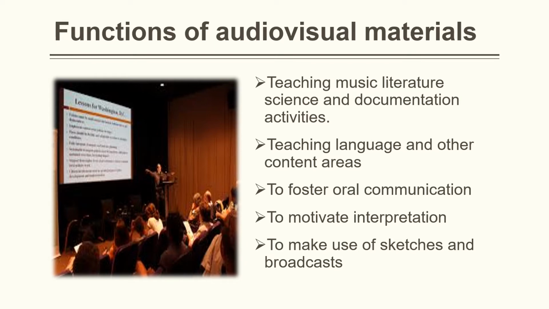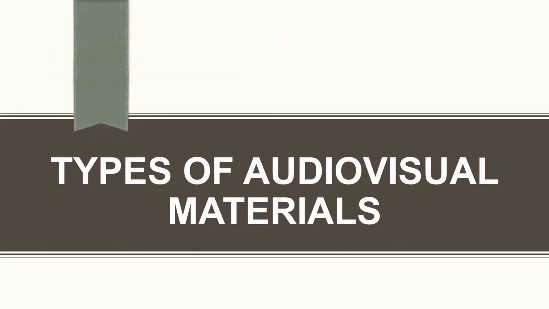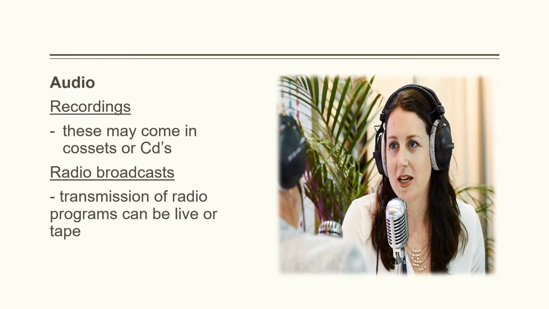Next, we have types of audiovisual materials. We have audio. Under audio, we have recordings. These may come in cassettes or CDs. And radio broadcast, which is a transmission of radio programs, can be live or taped.